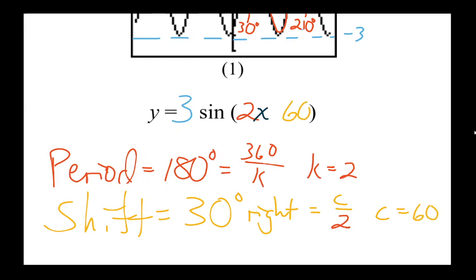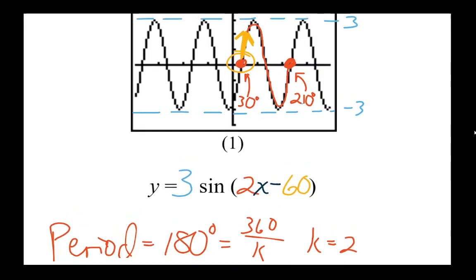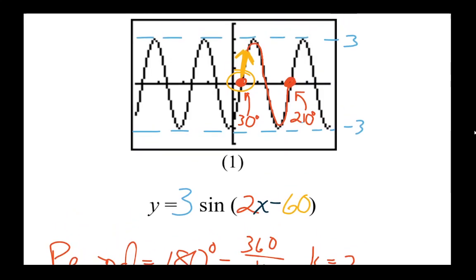For this problem, that means that C equals 60. So we're going to fill in 60 right here. It is a shift to the right, so we actually use a minus sign. Be careful about that. And voila, we have 3 sine of 2x minus 60. If I was in class with you, we might graph that on our calculator. You can certainly graph it if you want as a little check.